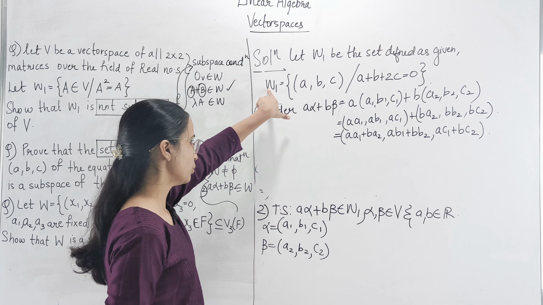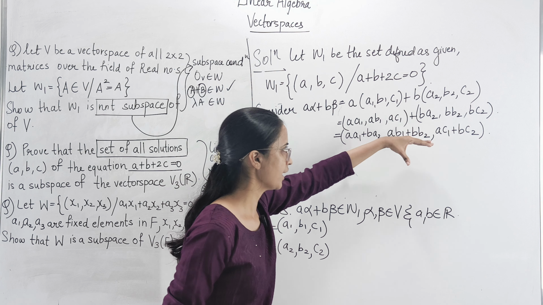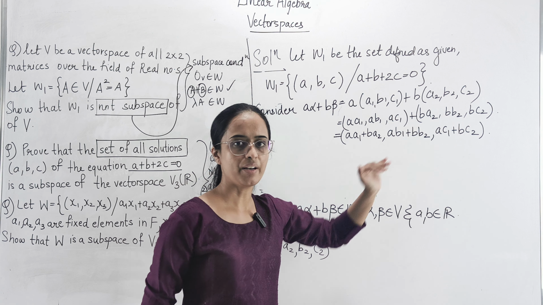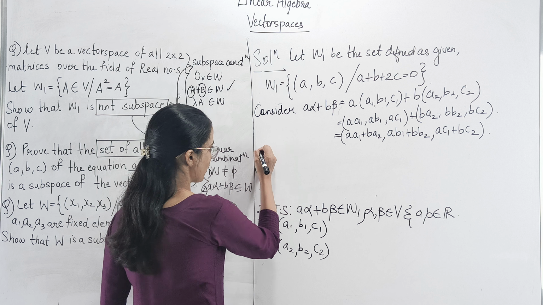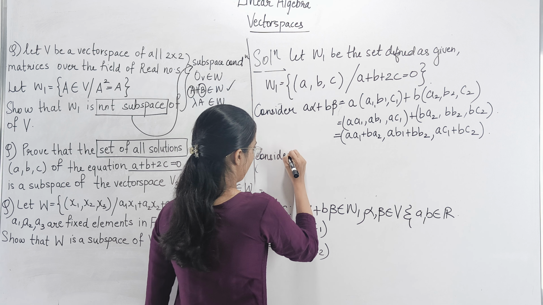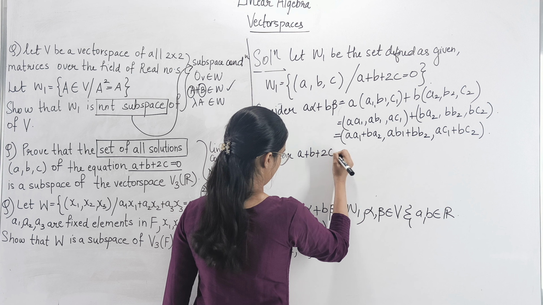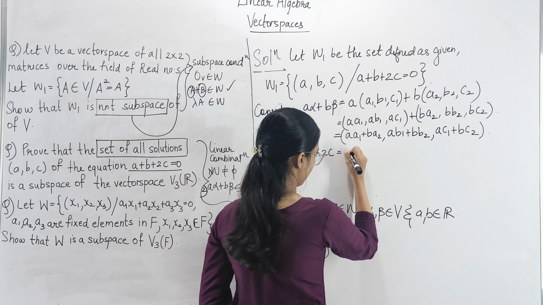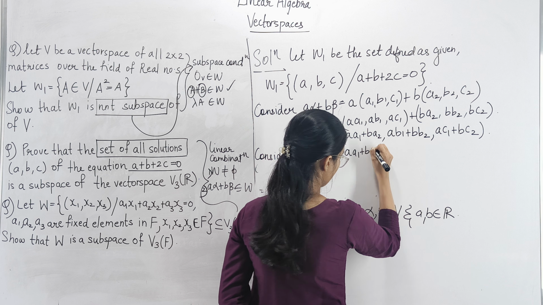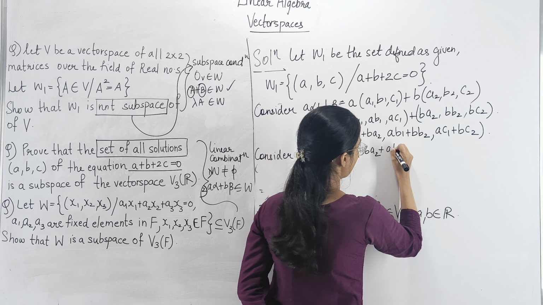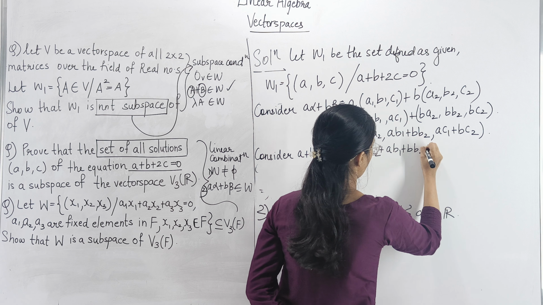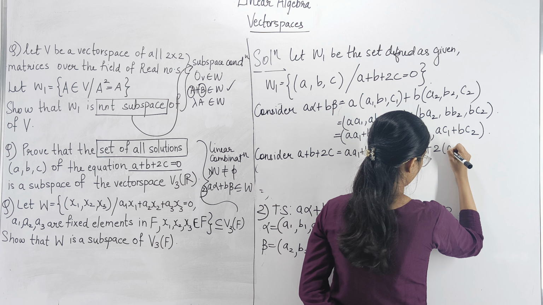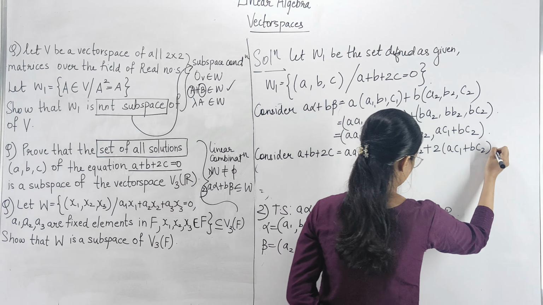If this thing should belong to W1, it means these entries are supposed to satisfy this condition. Now let us check whether these entries, these tuple entries satisfy this condition or not. That is why what you would do is, now you would consider A plus B plus 2C, which is equal to, now wherever there is A, you're supposed to substitute the first one. a A1 plus b A2. Next is B, that is a B1 plus b B2. Next is 2 into C. So you would have 2 into a C1 plus b C2.